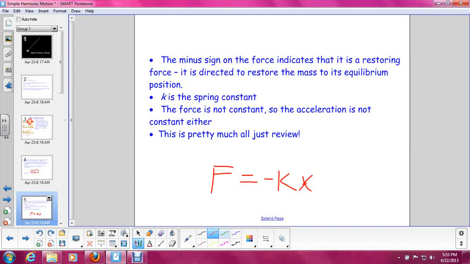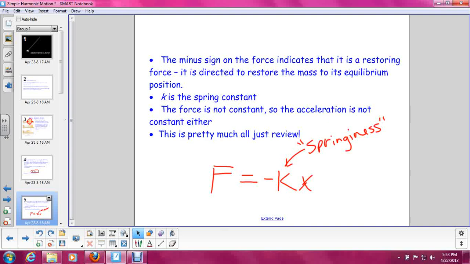K is the spring constant. K tells you how springy something is. So it is the springiness. The more springy your spring, the higher the spring constant. So if you have a slinky that's really easy to pull apart and stretch out, that has a really low spring constant. If you were to take a shock out of a car, that is really, really hard to stretch out, so that has a very high spring constant.